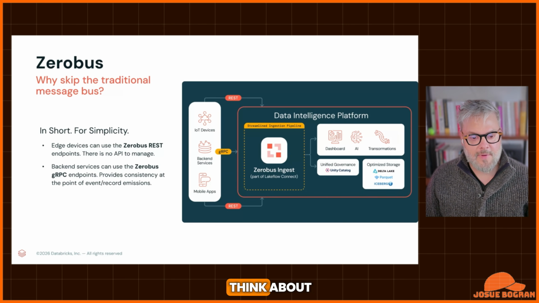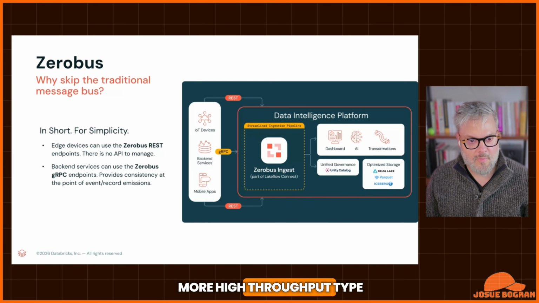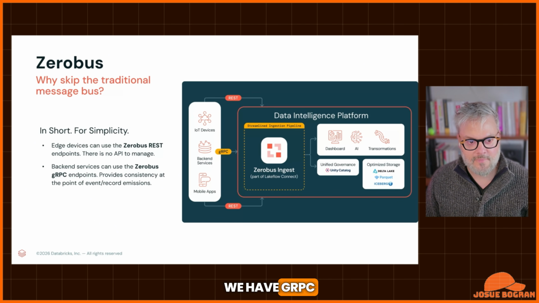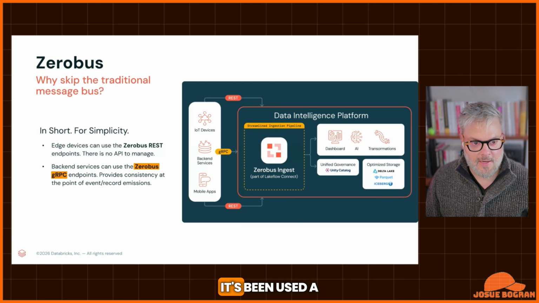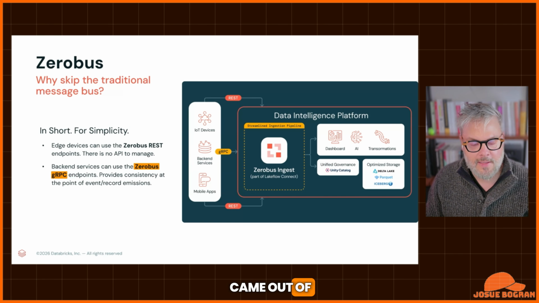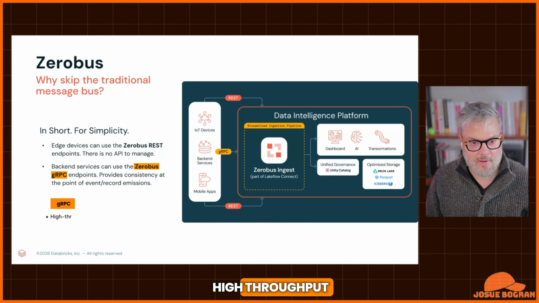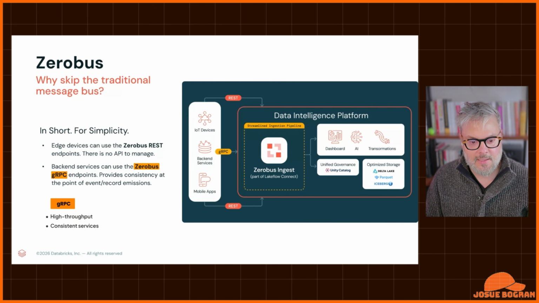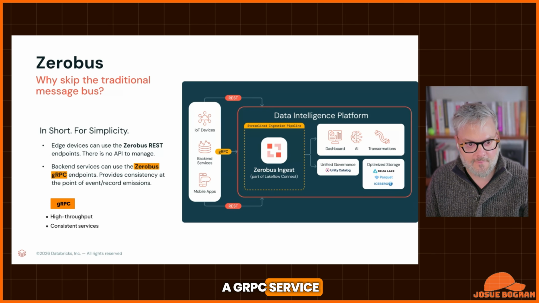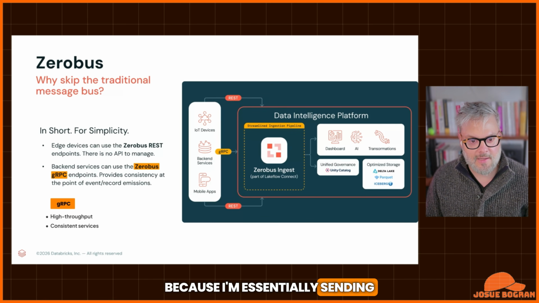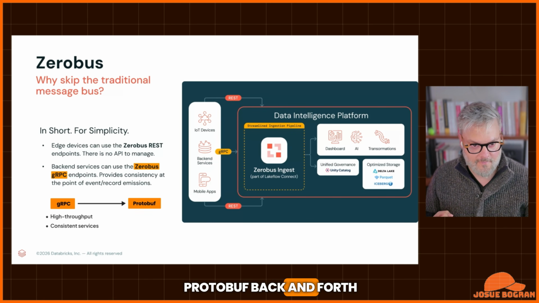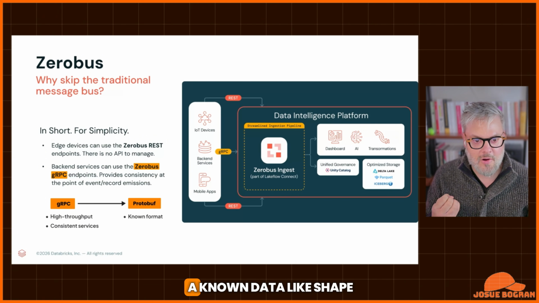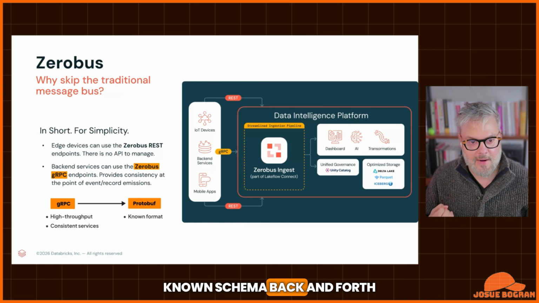So no APIs to manage is great. And then if you think about more high throughput use cases, we have gRPC. gRPC is kind of the connective tissue within Kubernetes. It's been used a lot across the board inside of Google, where it actually came out of. And it's usually used for more high throughput use cases. So if I want consistent services, typically I want to create a gRPC service because I'm sending protobuf back and forth. I'm sending a known data shape, a known schema, back and forth.